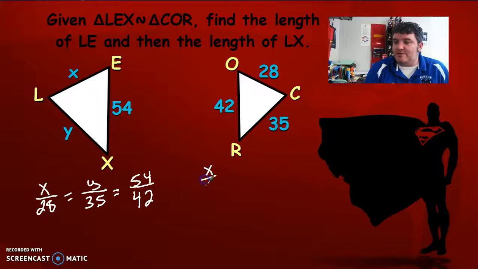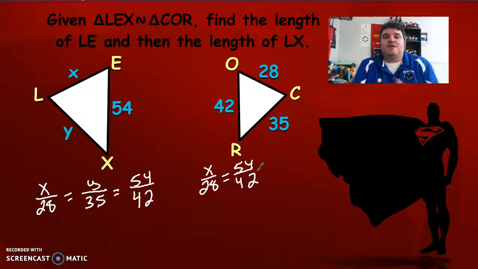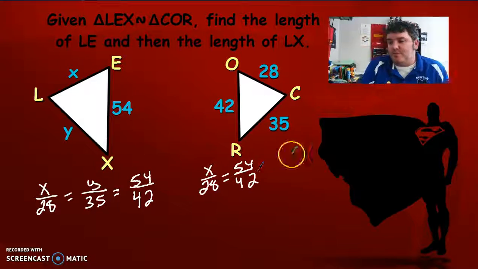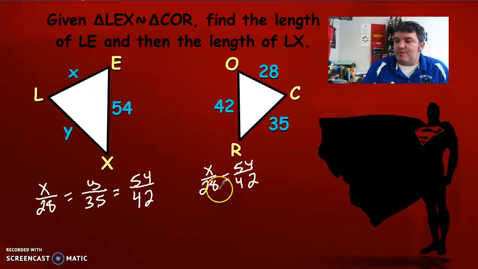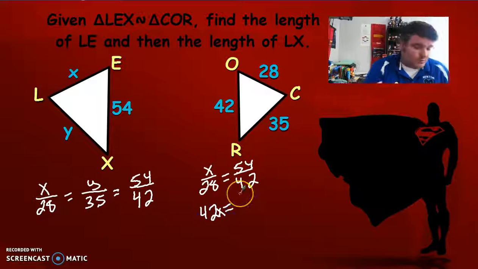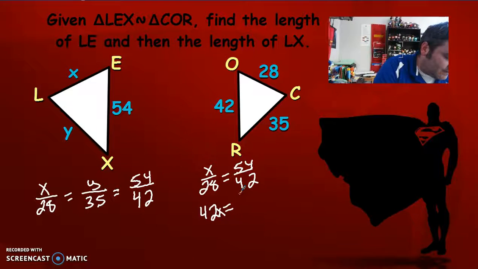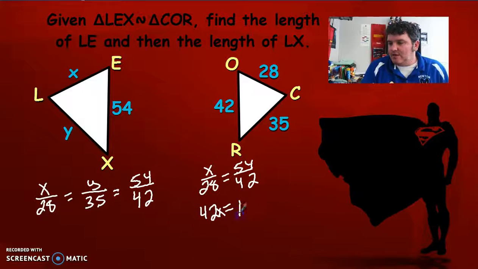So let's do X first. X over 28 equals 54 over 42. Again, I'm able to do this because I already know they're similar, which means I already know their proportions are equal. I just have to figure out what that X was that caused them to be equal. Cross multiply and solve. So 42x equals 28 times 54, which is 1512, and so x equals 36.